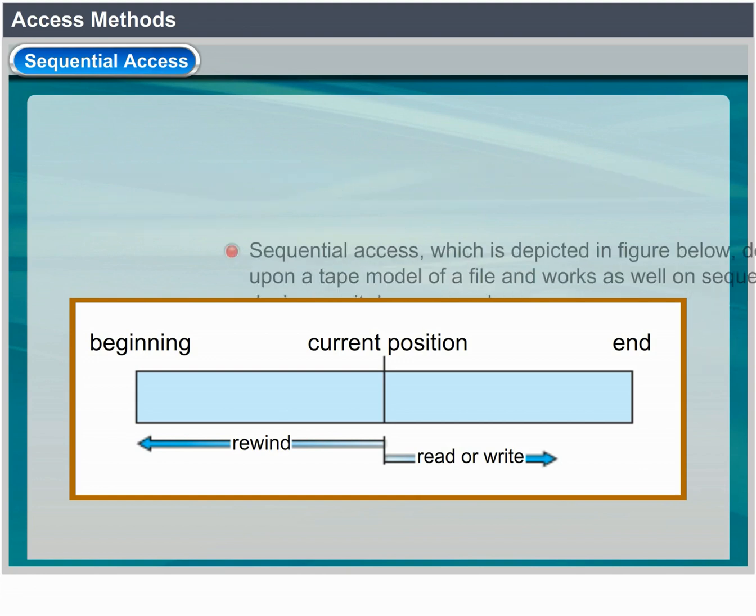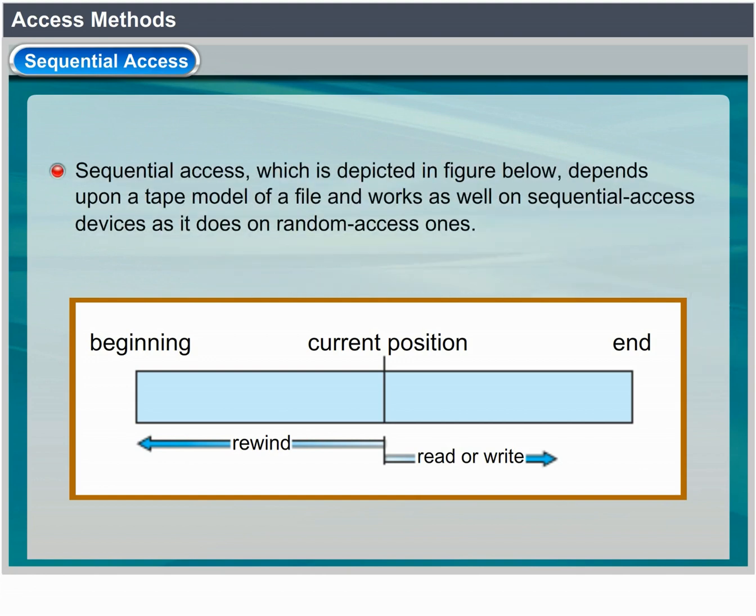Sequential access, which is depicted in the figure below, is based on a tape model of a file and works as well on sequential access devices as it does on random access ones.